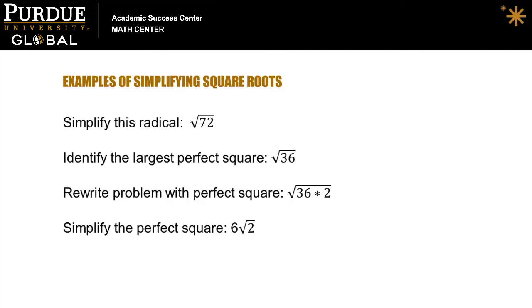So we're going to rewrite the problem with our perfect square, 36, times the leftover number. 36 times what equals 72? 36 times 2 equals 72. And we're going to simplify our perfect square. The square root of 36 ends up being 6, which we have outside the root symbol, and we're left with the square root of 2. So our final answer is 6 times the square root of 2.